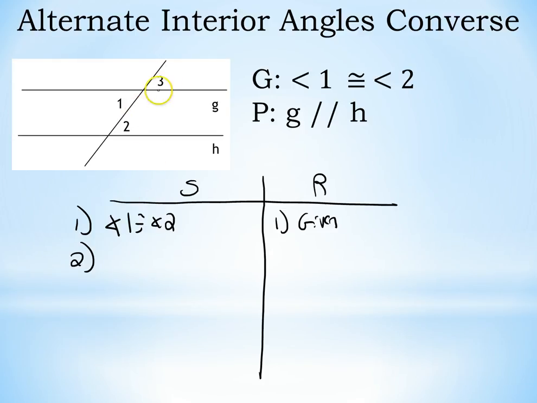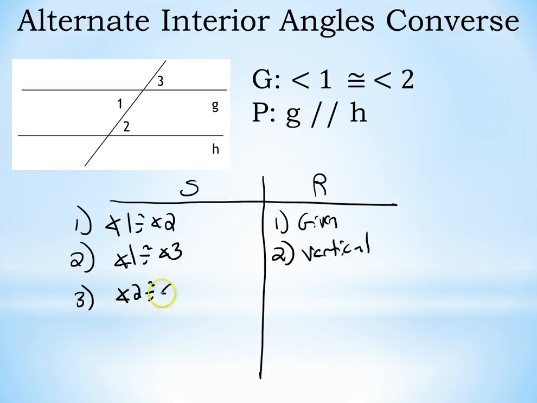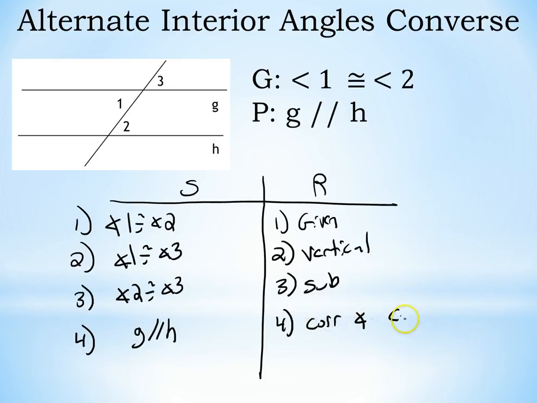Well, if I want to show 2 and 3, I already got 1 and 2. Well, 1 and 3 are vertical. And because both angle 2 and 3 both equal angle 1, I can say angle 2 and 3 are both the same by my substitution property. Not because they're corresponding, because I don't know the lines are parallel yet. They're equal because of substitution. Because they're equal, and because they represent corresponding angles, this now means lines are parallel. That's our corresponding angles converse.